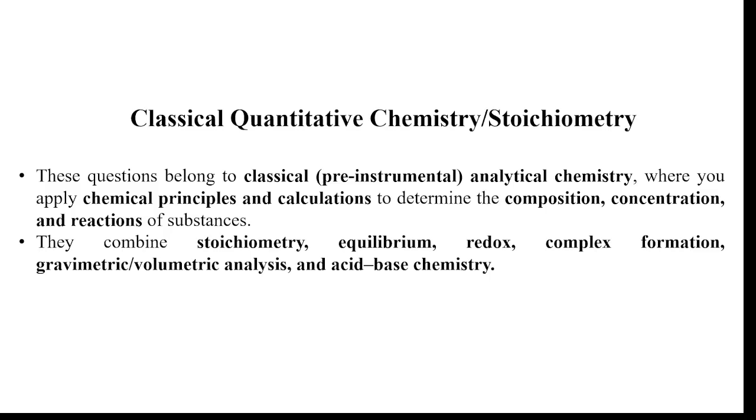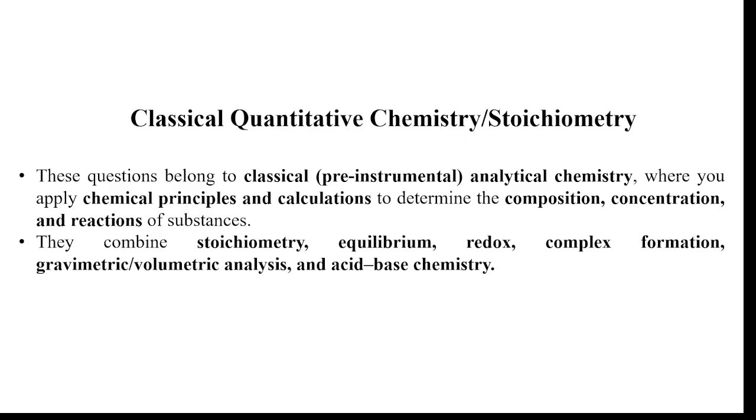I have chosen two problems from the question paper that came in 2017, and these two questions are of 5 marks each, and you are given only a space of half a page. You need to solve this question in half a page. I have taken the problem from classical quantitative chemistry, which belongs to classical, or pre-experimental, analytical chemistry, when there is no sophisticated instrument available to find out the composition of the solution, the concentration in that solution, and how the reaction is going on.